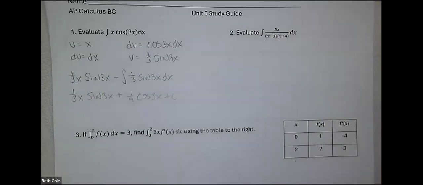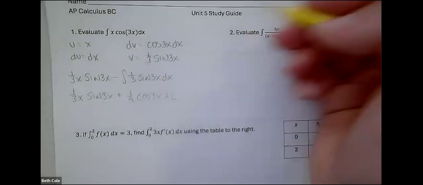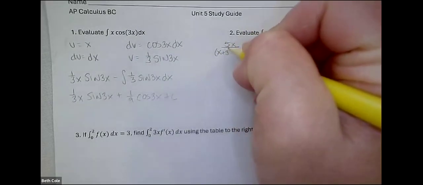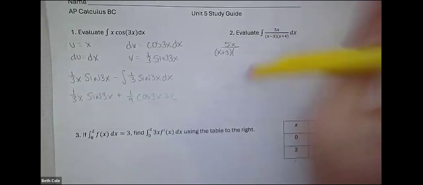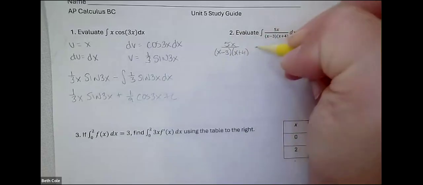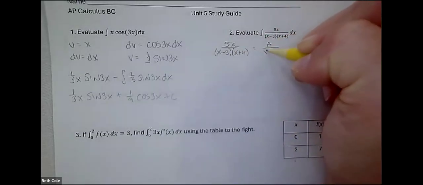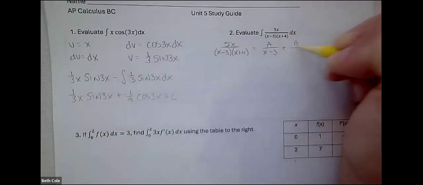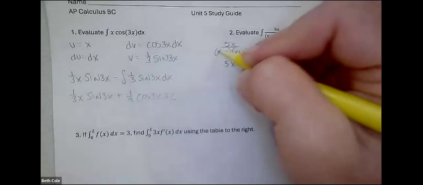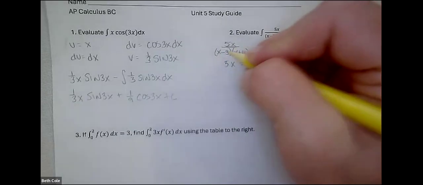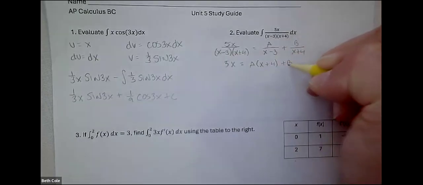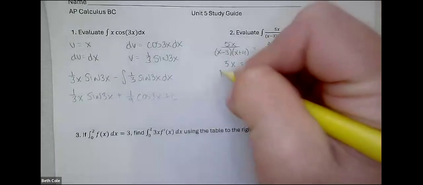All right, this next one is going to be our partial fractions. So I'm going to take this whole thing. Oh, -3. And we're going to have it equal a over x minus 3 plus b over x plus 4. You multiply each of these fractions by this denominator. This whole part's going to cancel out. We're going to have a times x plus 4 plus b times x minus 3.